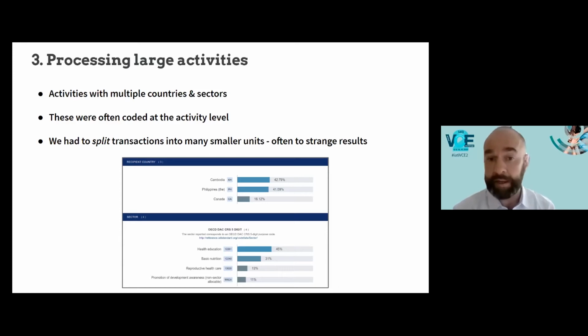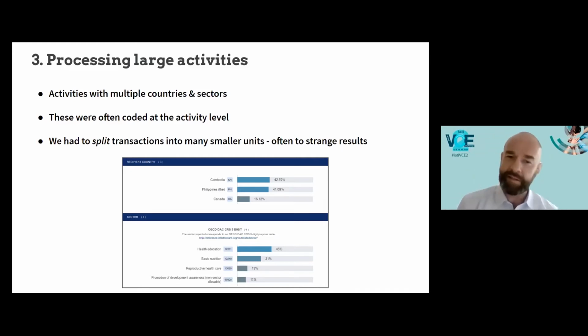But equally, when there were more than one country, in this case there were 3, we'd have to split them up even more. And we thought sometimes that starts to look a bit strange. It starts to look a bit strange when you've got a very small segment of a transaction in Canada in basic nutrition, for example, with this example here.